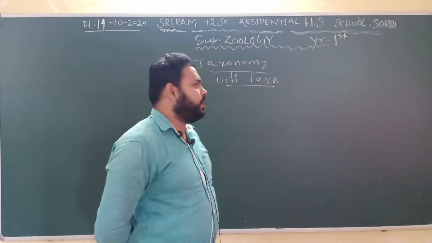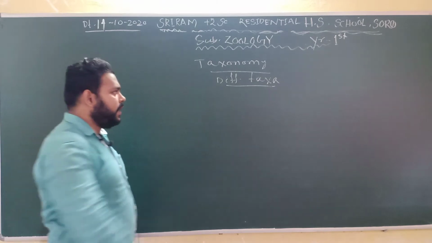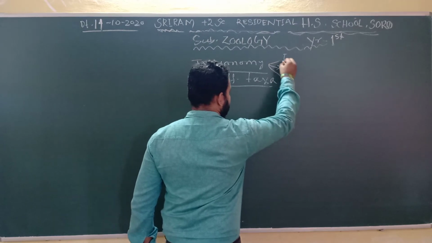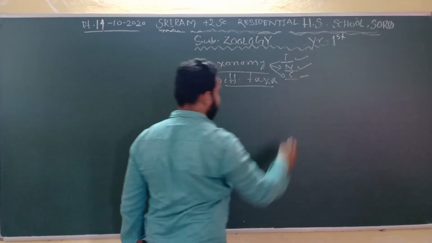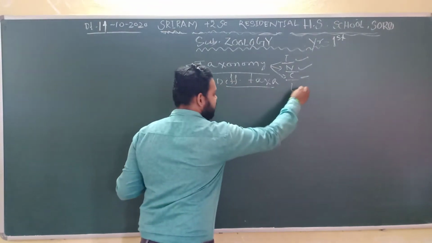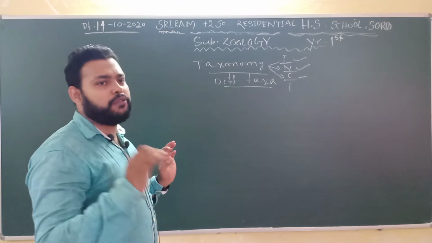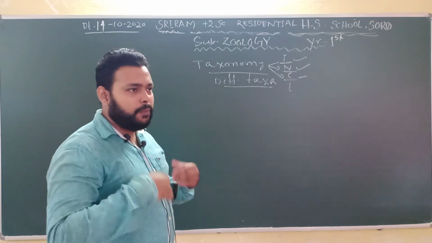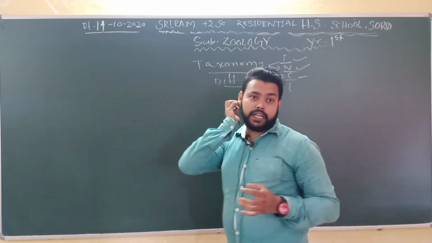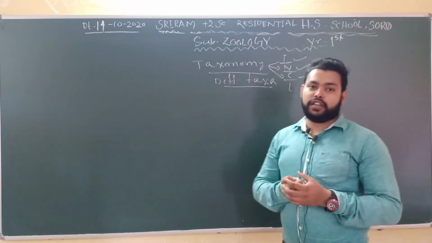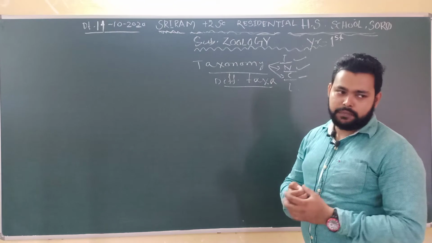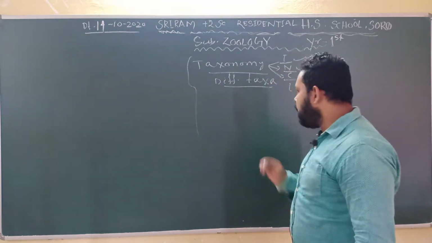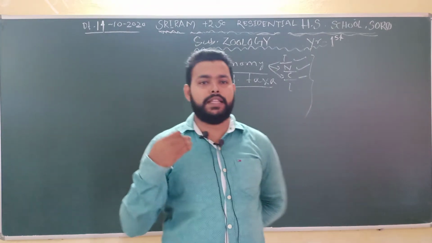If I consider the taxonomy, taxonomy includes different things, mainly identification, then nomenclature, and then classification. Already we completed three things: identification, nomenclature, and classification of living organisms, which are found in the biodiversity. In biodiversity, we found different types of living organisms, maybe animal, maybe plant, and maybe microorganism. Taxonomy gives us the idea how to identify, name, and classify the organisms.